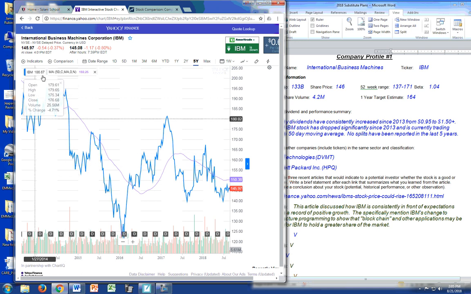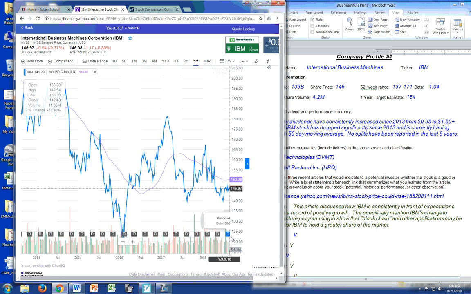Up on the top here, this is called MA, moving average. This is the average share price for every 50 days. And you can see, as the market goes up and down, this trailing average shows you what it is trending for IBM. And that's the first thing that's important to see.